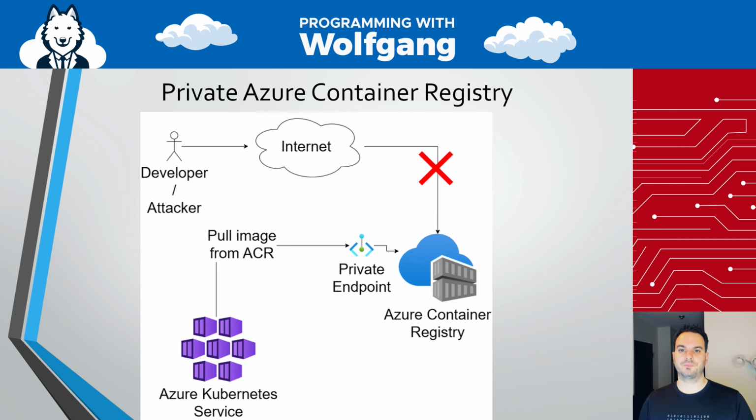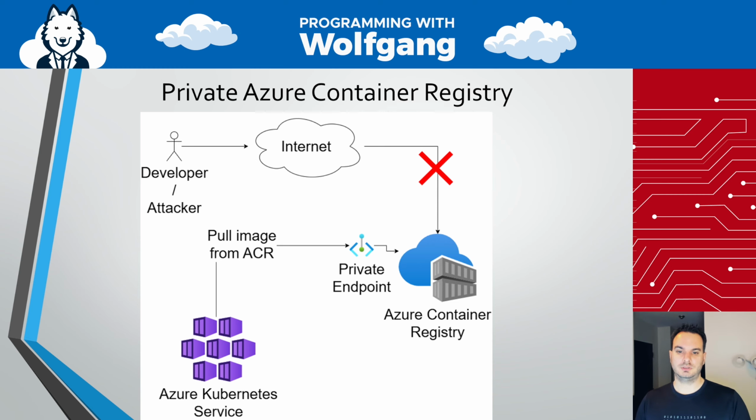So in this case, we don't allow any internet-facing connections. This means that developers don't have access, but also attackers don't gain any access. And the connection is only possible from within a VNet. This could be the same VNet, or this could be a peered VNet. I'm going to show you later what this means.